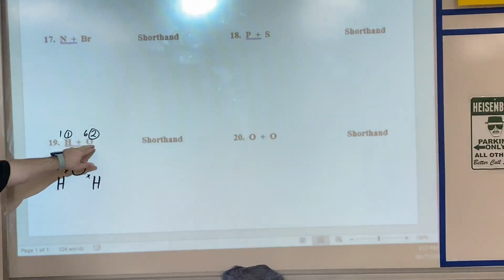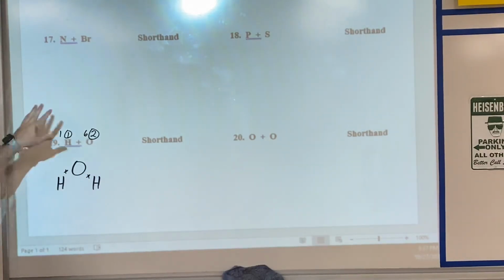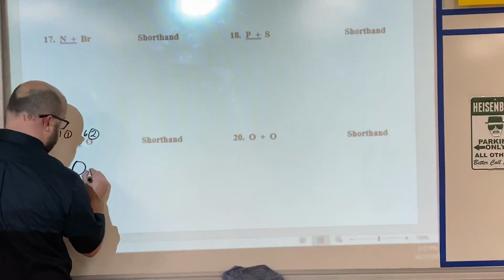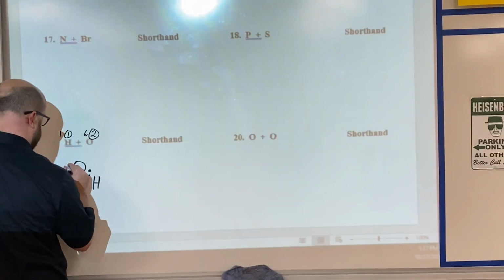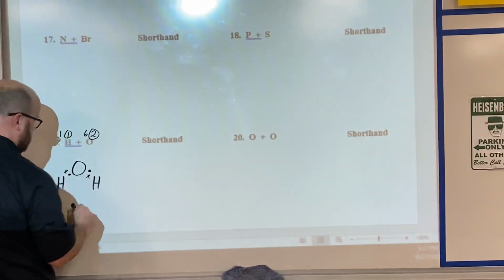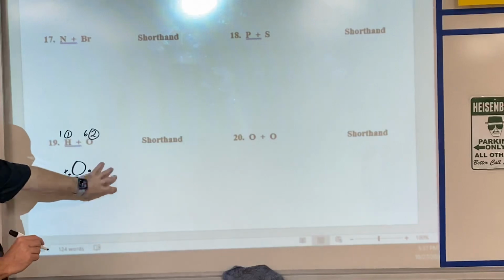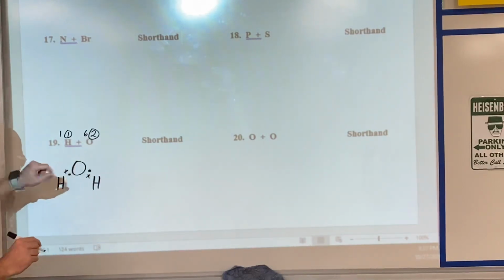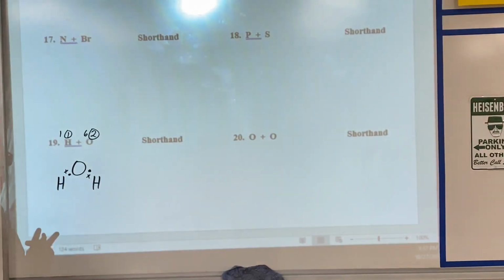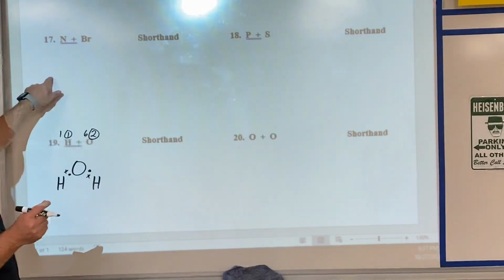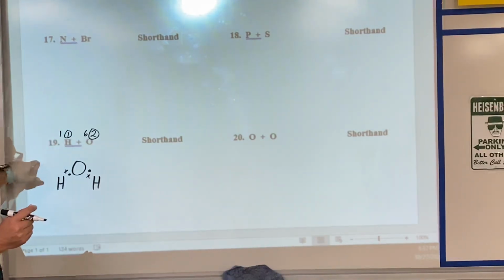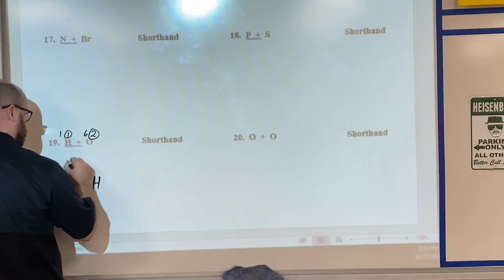Oxygen needs to share 2, but it's got 6 total. So we've got 1 electron being shared with each hydrogen. So hydrogens are good, but oxygen still needs 4 more, so it's going to have 2. This one had 1 unshared pair. This is going to have 2 unshared pairs.